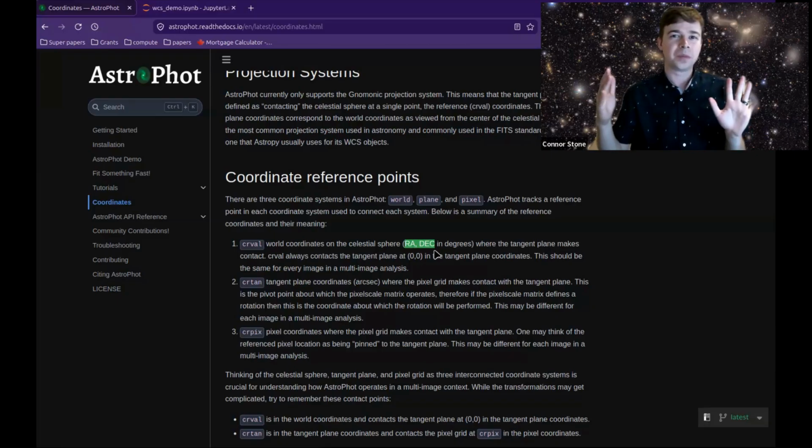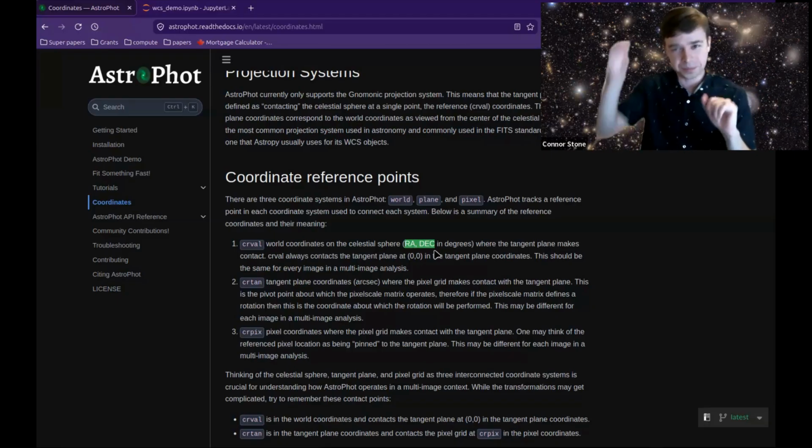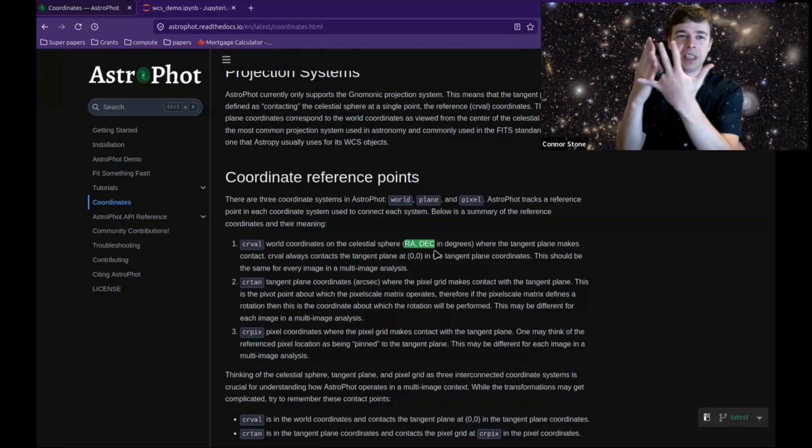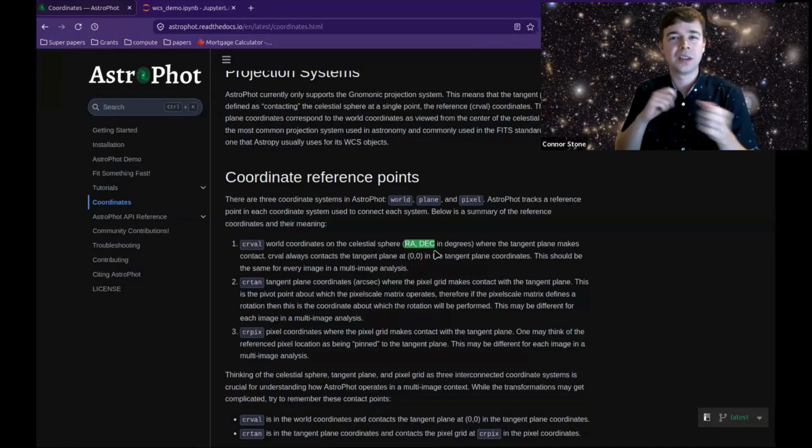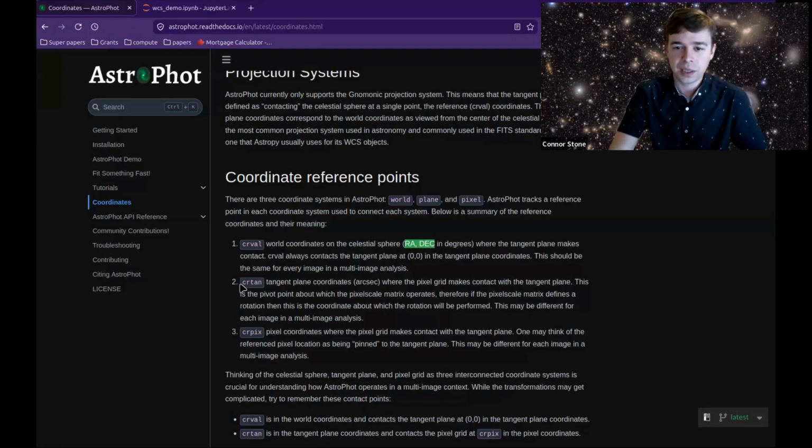If you have different CR vals for your different images, then in a sense you're working with tangent planes that are crossing through each other. And so your coordinates don't necessarily make sense together. The second level is CR tan. So this is a reference point in the tangent plane coordinate system.